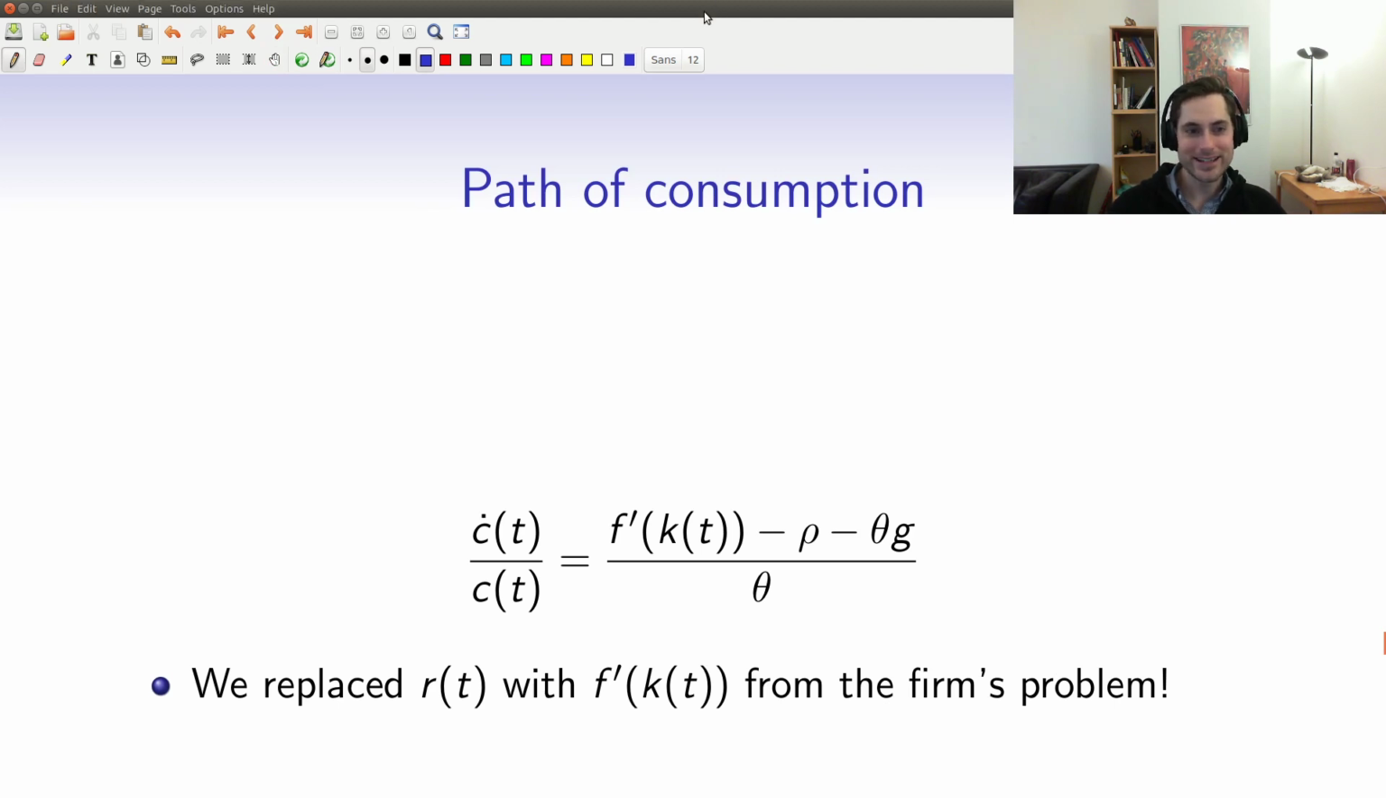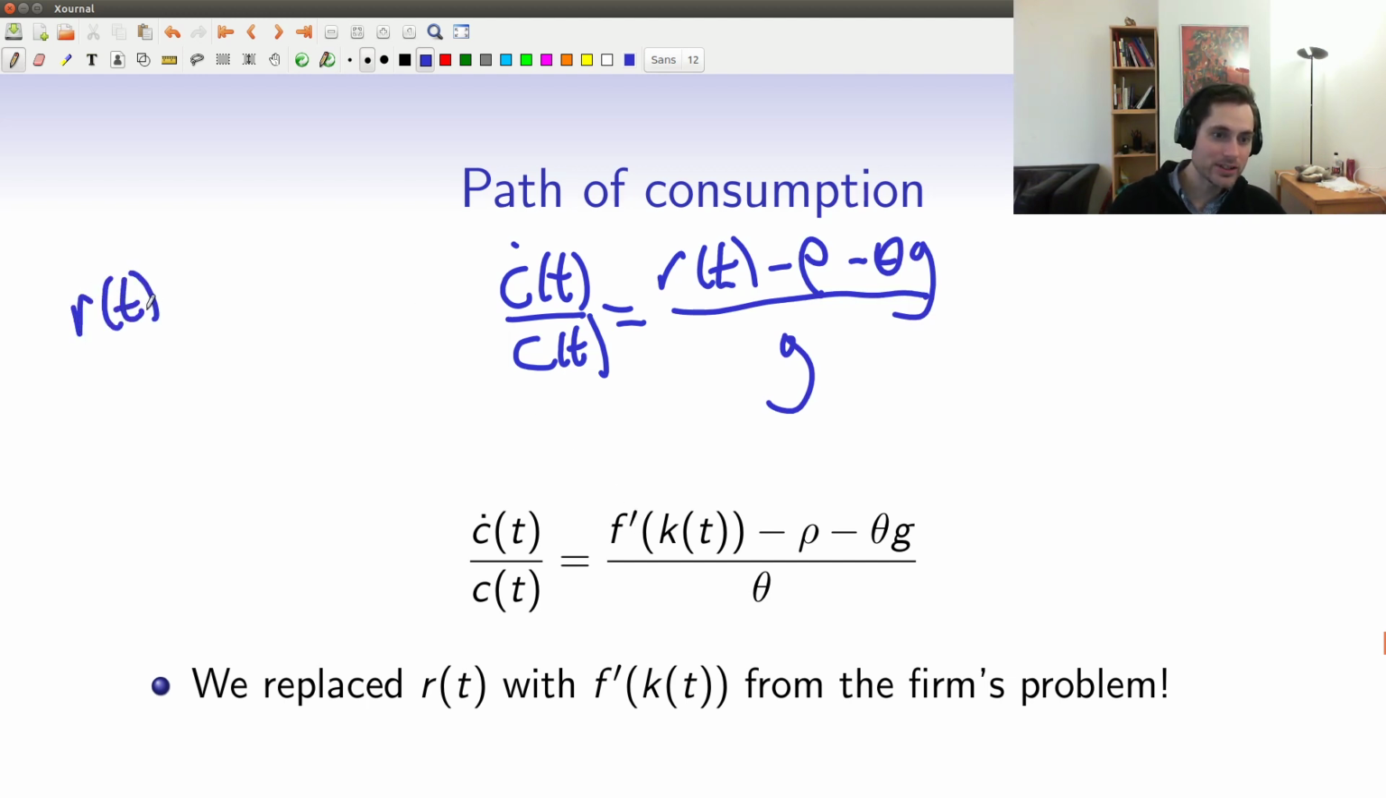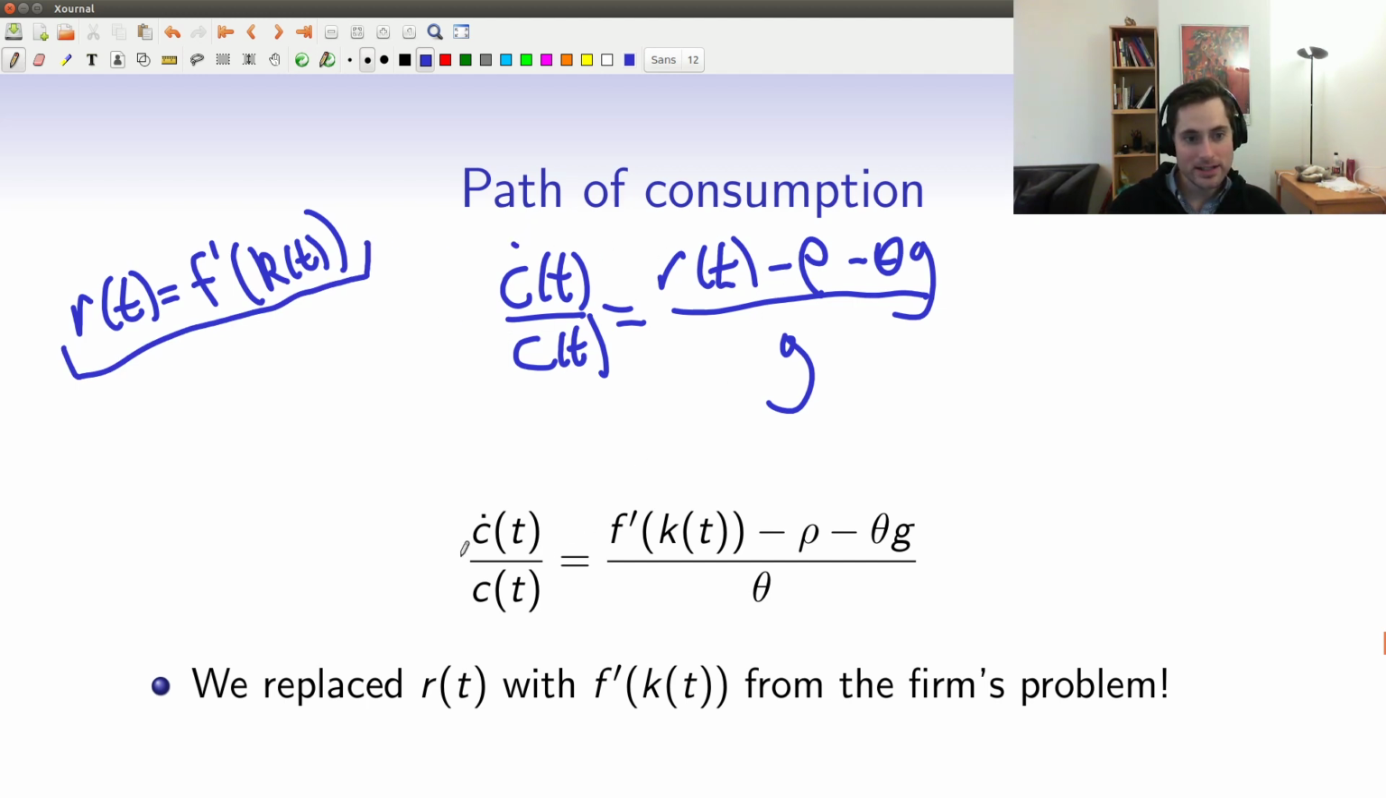And here it is, right? So remember, the worker takes the rental rate of capital as given. So their problem looks like this. Whereas the firm also takes the rental rate of capital as given, and they hire physical capital per unit of human capital in order to maximize their profits with this relationship. Okay, so all we're doing is combining these two relationships into this one.